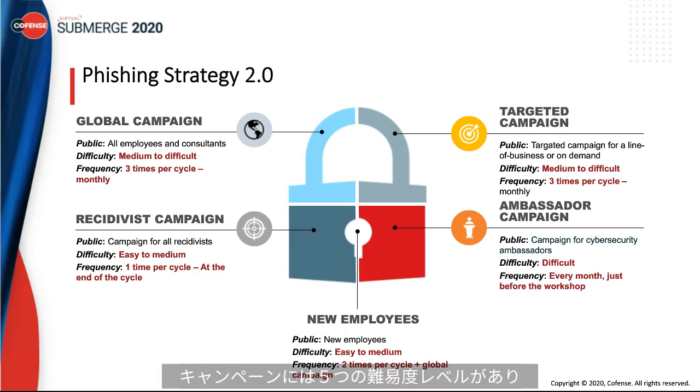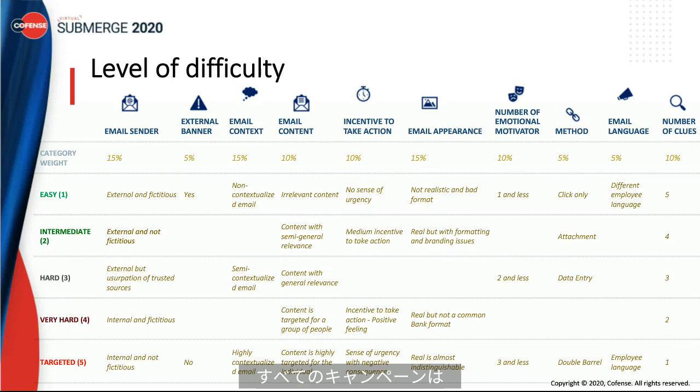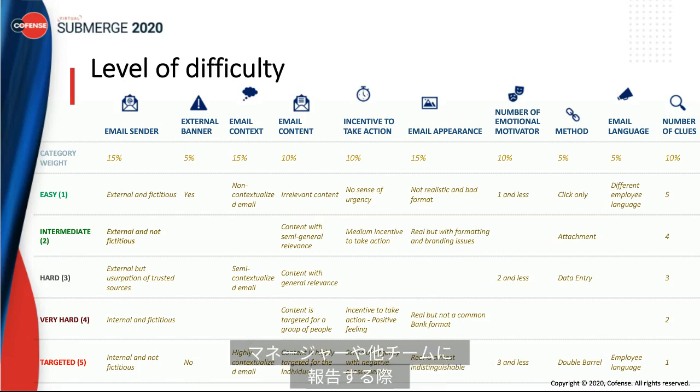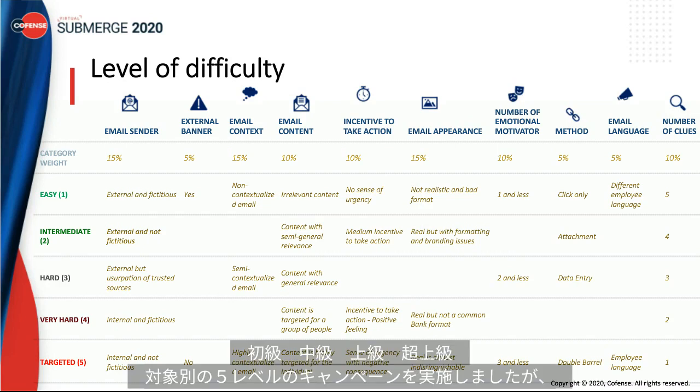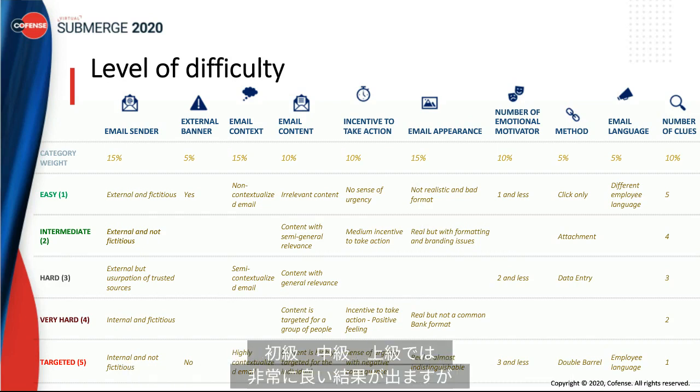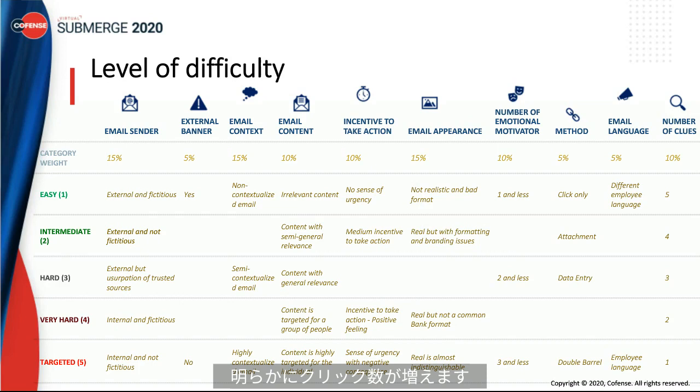We also have 5 different levels of difficulty. We classify every campaign with 5 levels of difficulty, and it's useful for our dashboard, because we have a dashboard to show to our managers and to different teams. We have easy, intermediate, hard, very hard, and targeted. From easy to hard, we have very good results. For very hard and targeted, obviously, sometimes people click, and we have around 5-10% click and between 50 and 70% report rate. So it's a good result too.